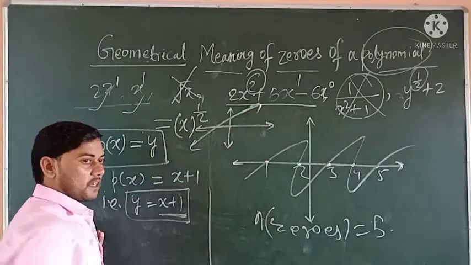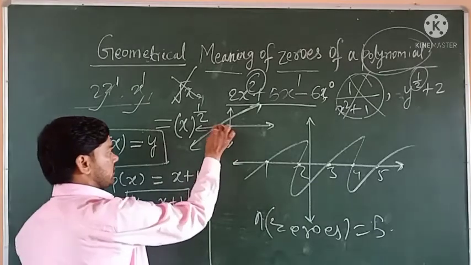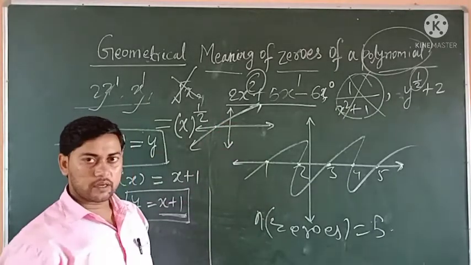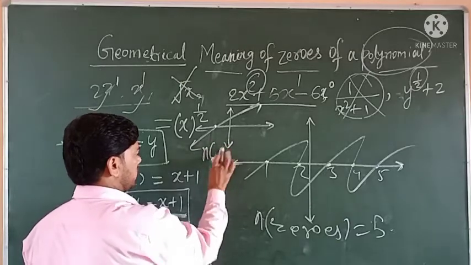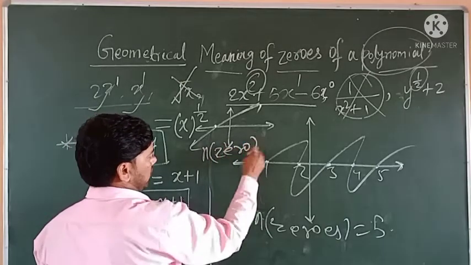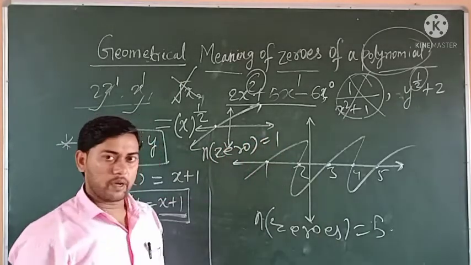This is a straight line and it intersects the x axis at a single point, so the number of zeros is 1.